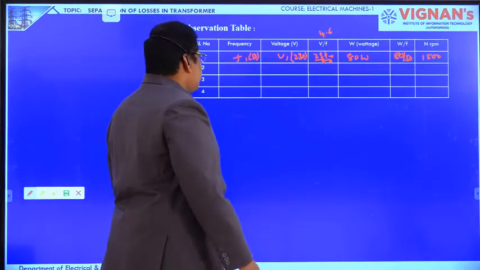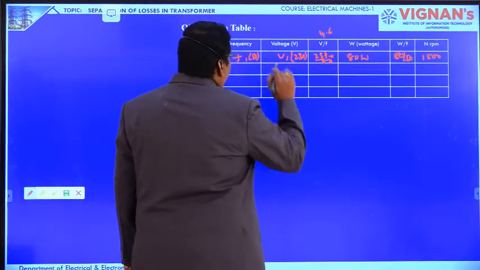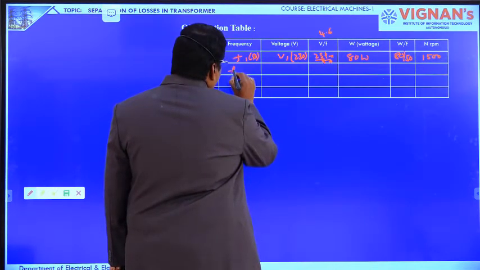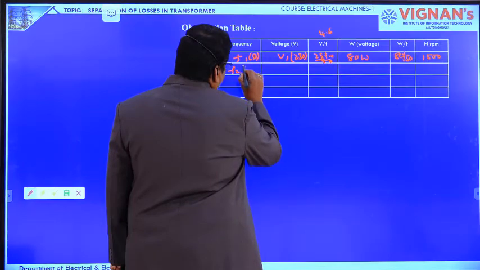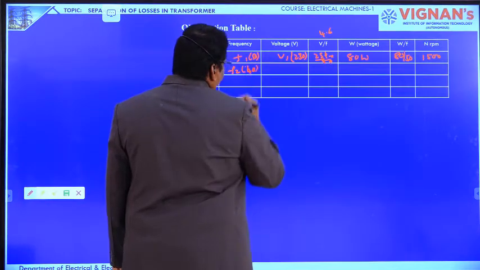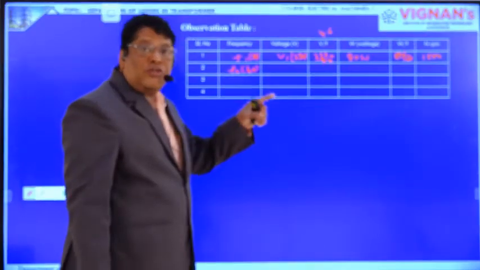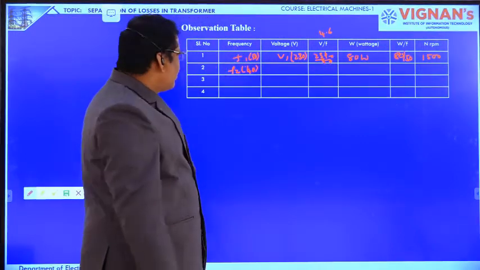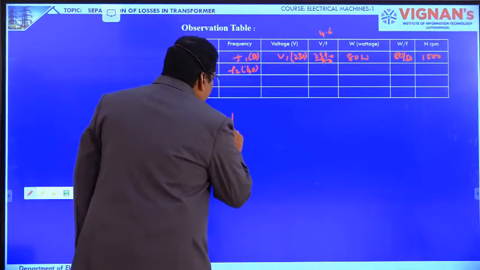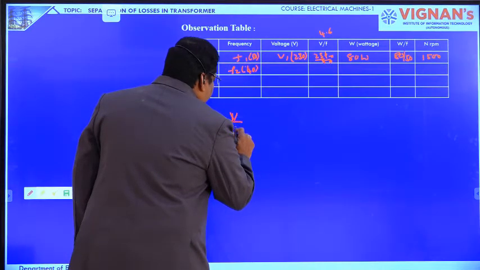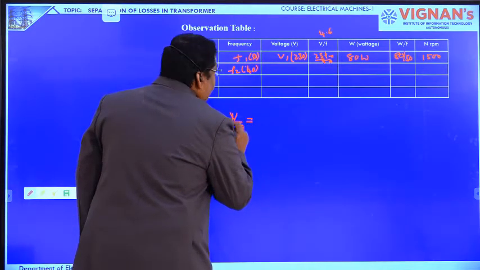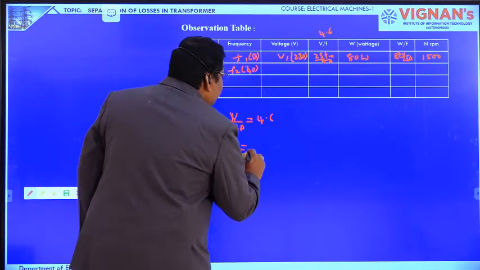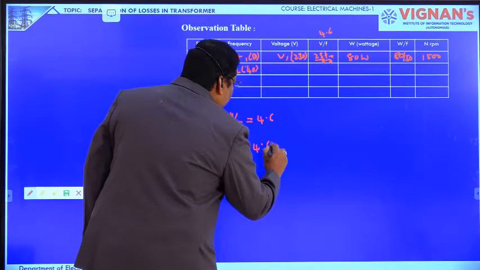Now the second case. Suppose you take the frequency as 40 hertz. If you take 40 hertz, how much voltage do you have to maintain? Because the V by F ratio should be constant. Suppose you maintain the frequency at 40, V by 40, this constant value is 4.6. So now the voltage becomes 4.6 into 40.